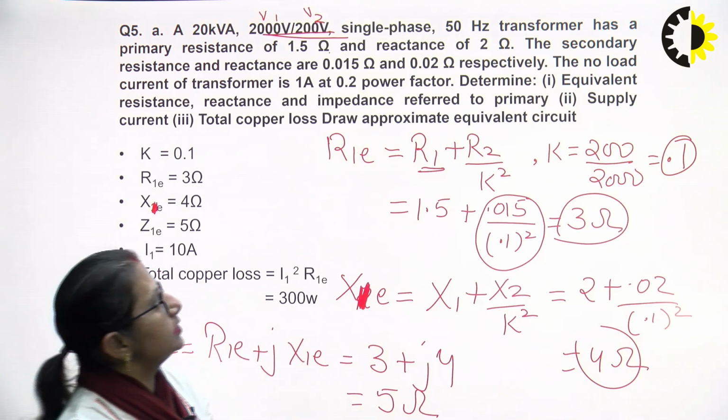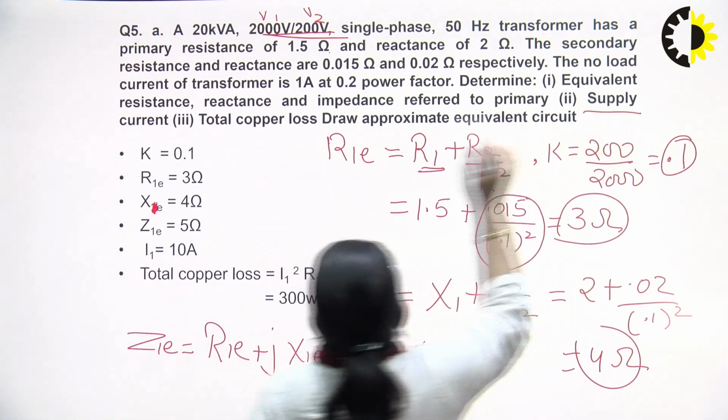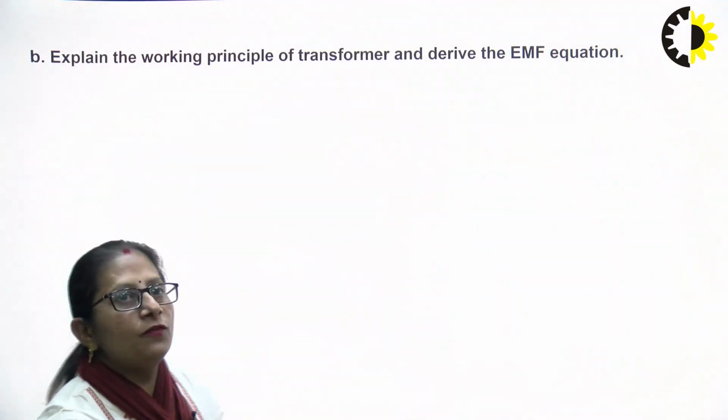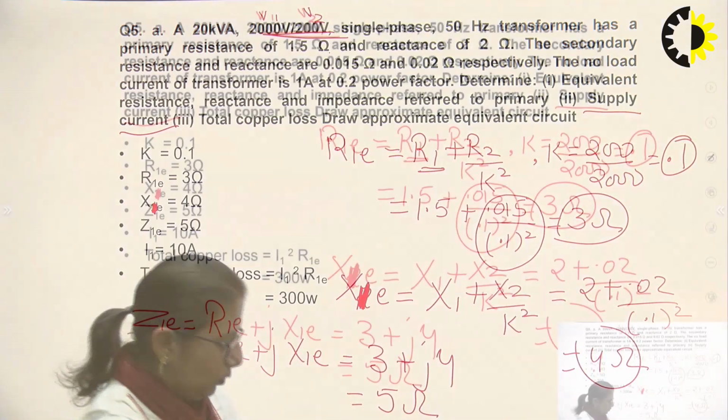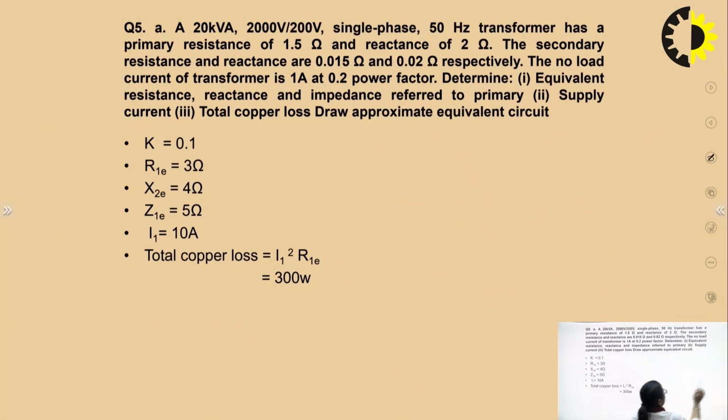The second question which is being asked is the supply current. How much would be the supply current? To find the supply current, what do we need to know?